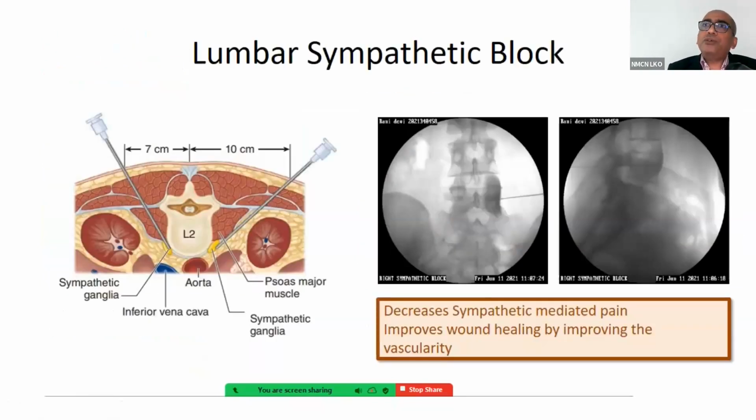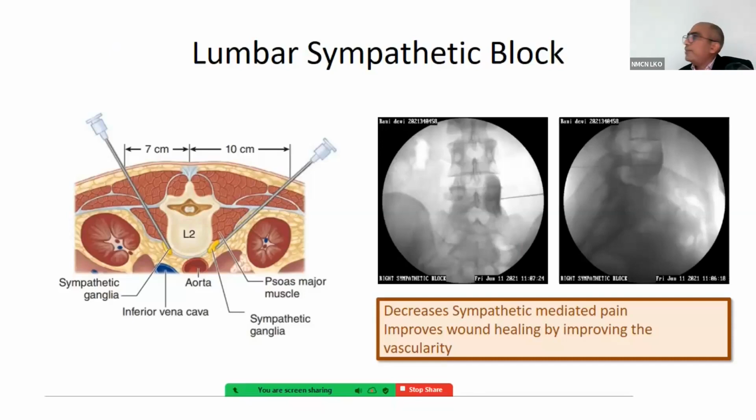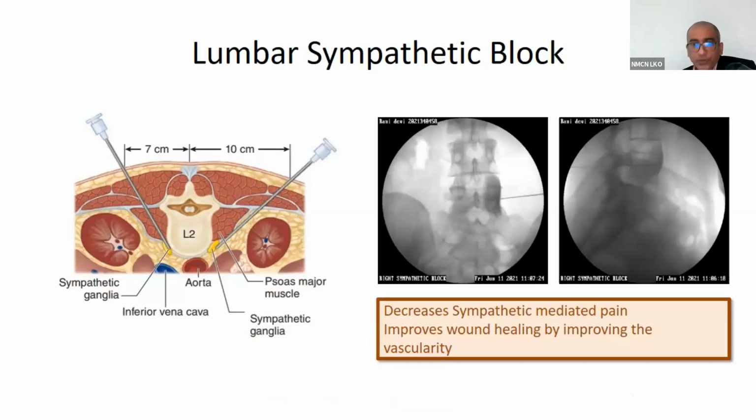But beforehand, I would like to also discuss lastly the role of lumbar sympathetic block, because all these patients with diabetic foot have got pain, paresthesia, burning sensation in the distribution of their foot. And usually it is one of their prime complaints which hinders the mobilization and healing of their wounds. So we prefer to do lumbar sympathetic block while the patients are being managed, because it helps in decreasing the sympathetically mediated pain, and it also improves the wound healing by improving the vascularity. So in this way, it was useful.